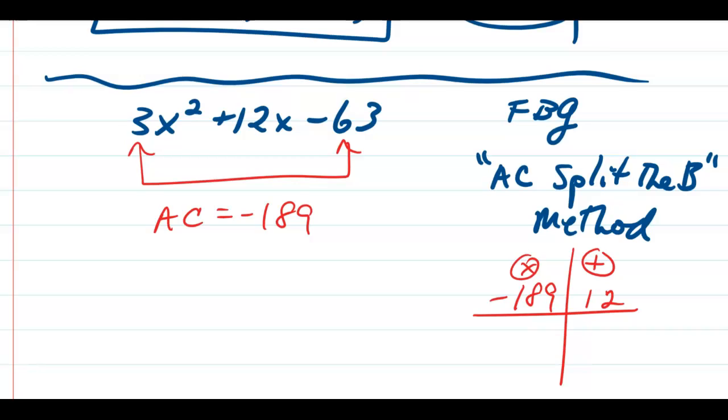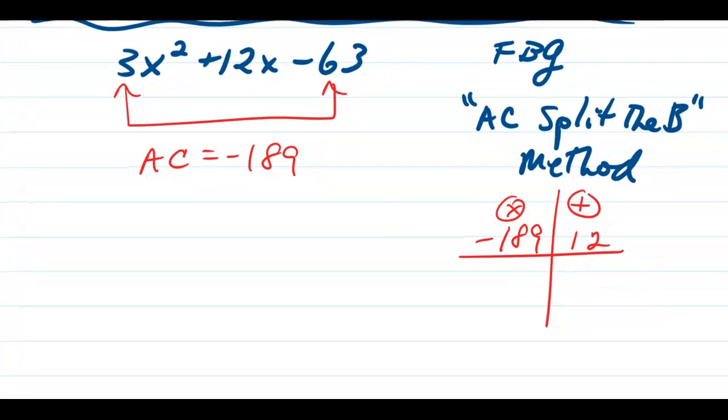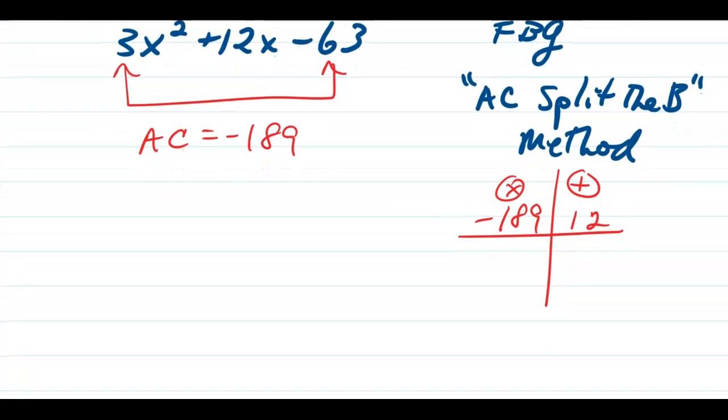189 is a pretty good sized number. How are we going to figure out these factors? Well, let's start simple. Let's take 189, and I think 3 goes into this.